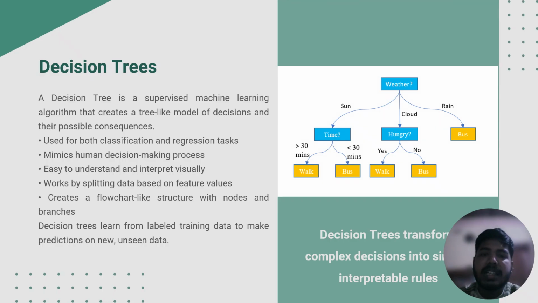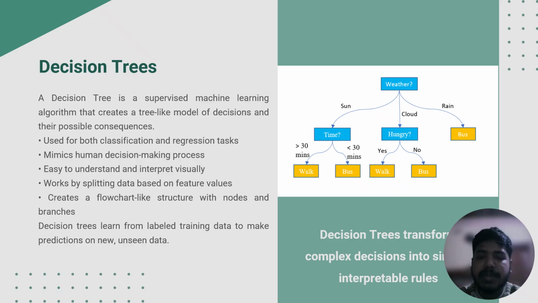So what exactly is a decision tree? Imagine you are deciding whether to walk or take the bus to college. You ask yourself several questions. What is the weather like? Am I feeling hungry? Do I have enough time? A decision tree works in exactly the same way.